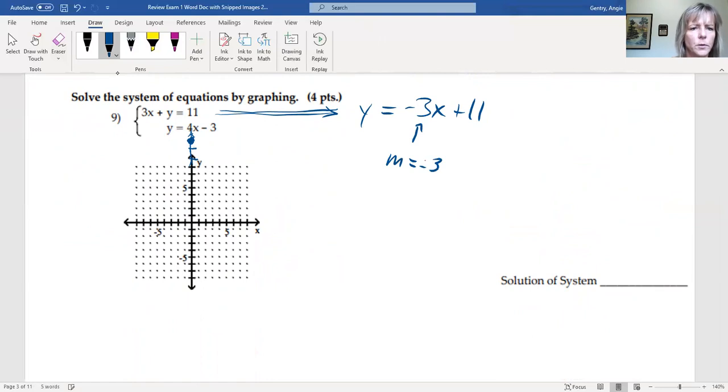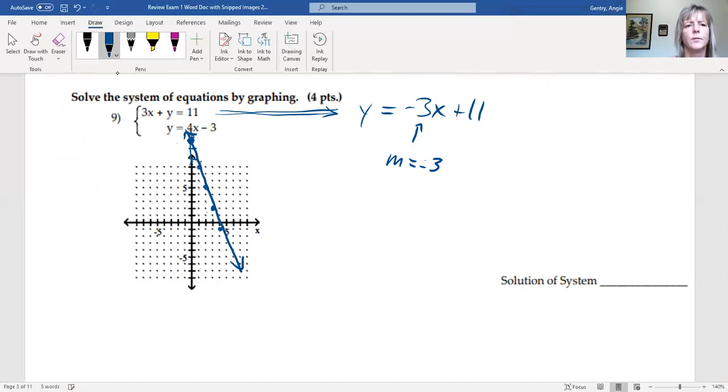-3. 1, 2, 3 over 1. So there is your graph of the first line, and you have to excuse my sketch. It's going to get messy.